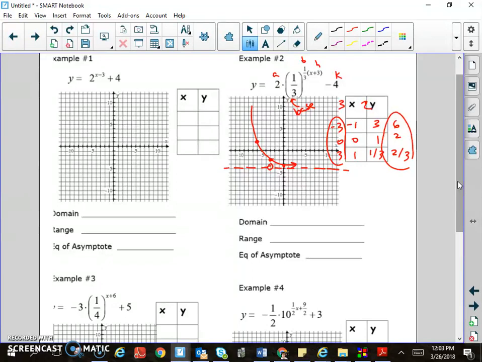So domain. Basically stating what's the furthest left to the furthest right of these graphs. All real numbers. And then the range. Lowest to highest. So -4 is what we use as the lower bound, or the upper bound, depending on how the graph looks. In this case, it's the lower bound. So that's where your asymptote is located.